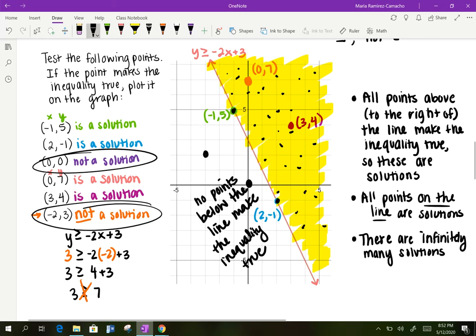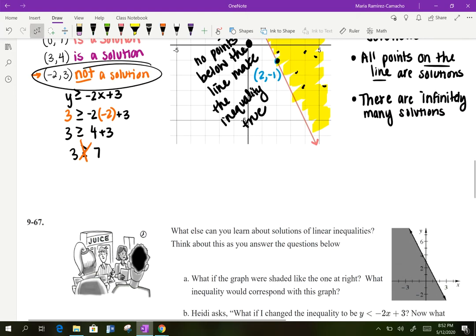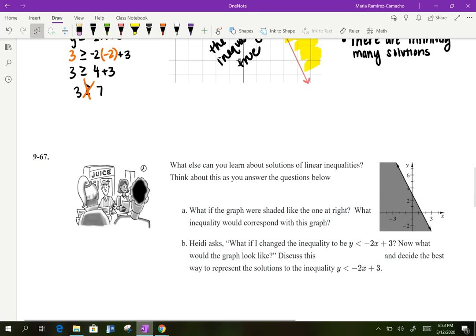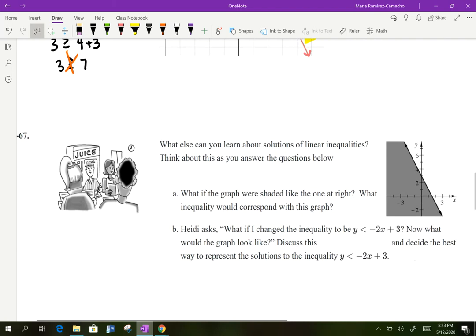So this is how you graph a 2-variable inequality. Before we were doing number lines, and now we're doing full graphs. So let's move on to the next problem. What else can you learn about solutions of linear inequalities? Think about this as you answer the questions below.